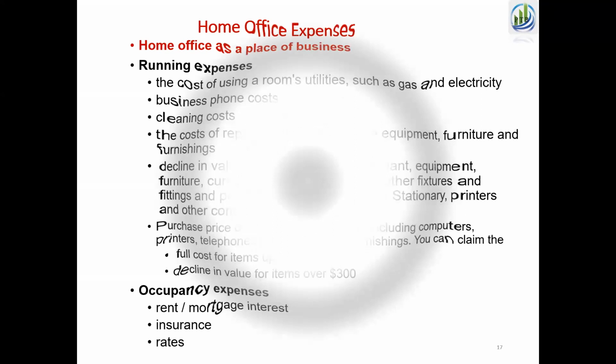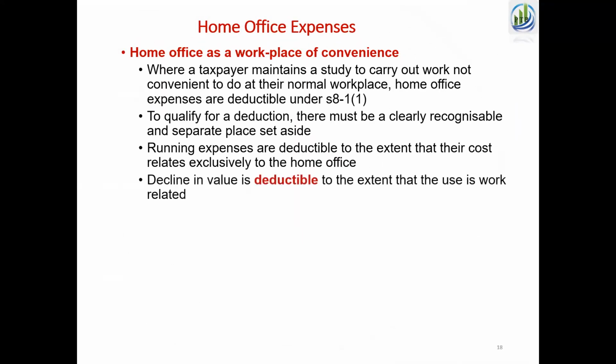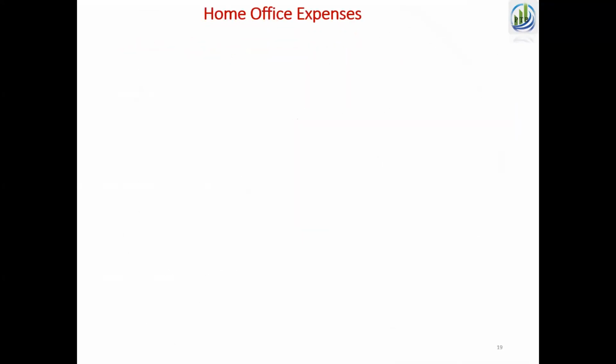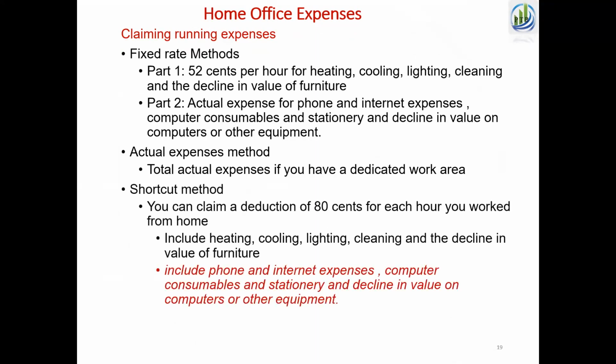So now how much can you claim? That's the next question. I already explained the previous part, and now we will see how much you can claim. As I said, you have two types of expenses, running expenses and occupancy expenses. Both have different methods. The running expenses have three methods: the fixed rate method, the actual expenses method, and the shortcut method.